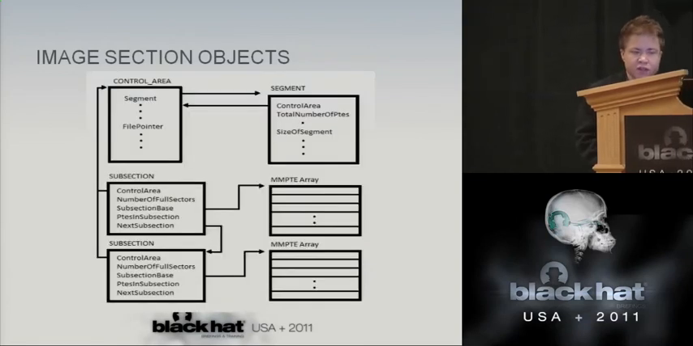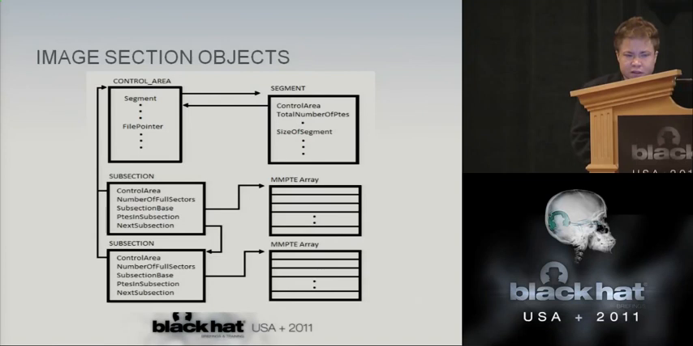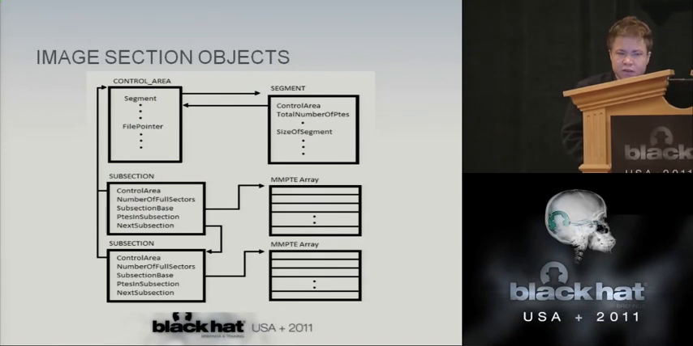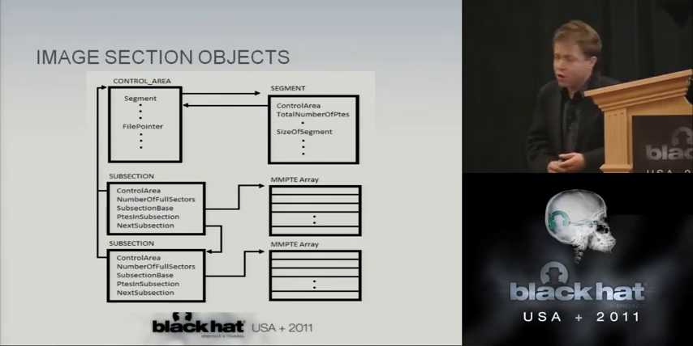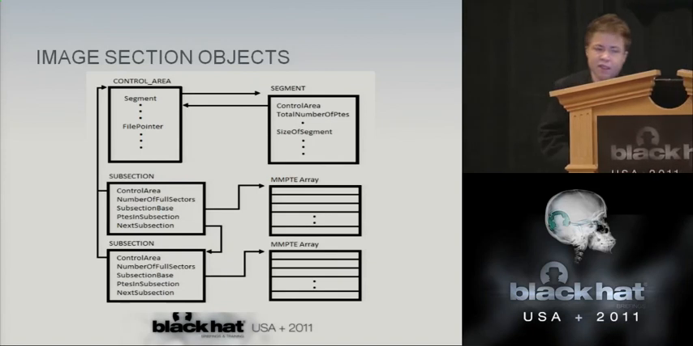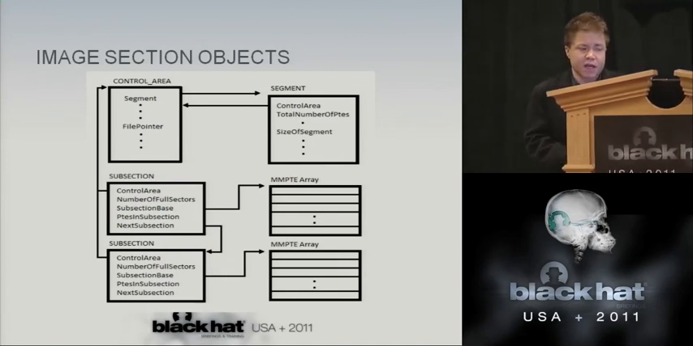Here's a graphical representation of that. There you see the control area. We follow it to get to the segment object to do some sanity checking. Once we have a valid control area and segment, then we'll parse the individual subsections to get to the prototype PTE arrays. And once we have that, we can get every physical page in memory that represents that file.